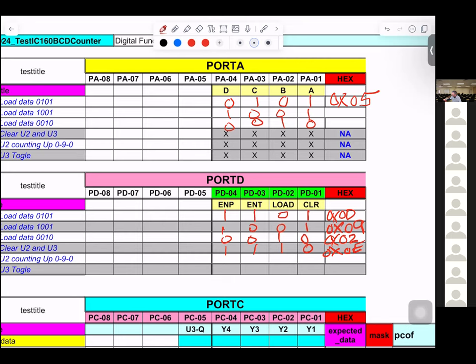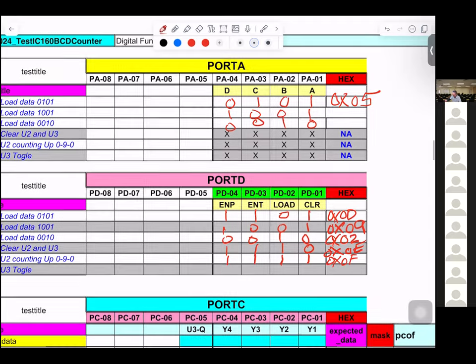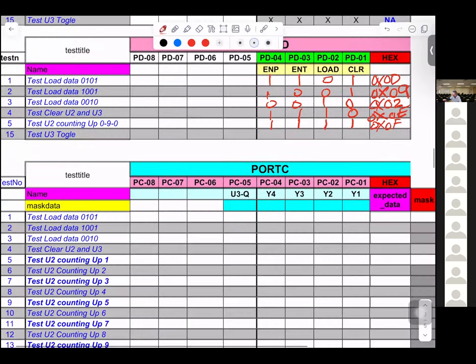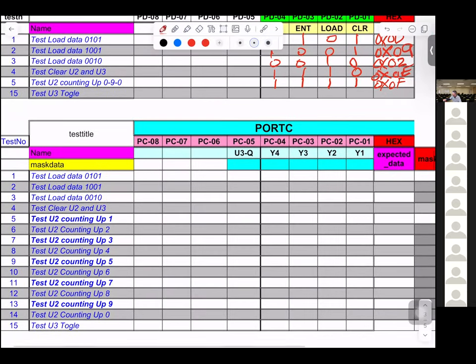Okay, counting up. Counting up, that will be 1, 1. Load has to be 1, clear has to be 1. So that's F. 0F. And finally, you test for U3 toggle. In here, they are telling you. Let's see. Test clear U2, U3. Okay. Test U3 toggle.